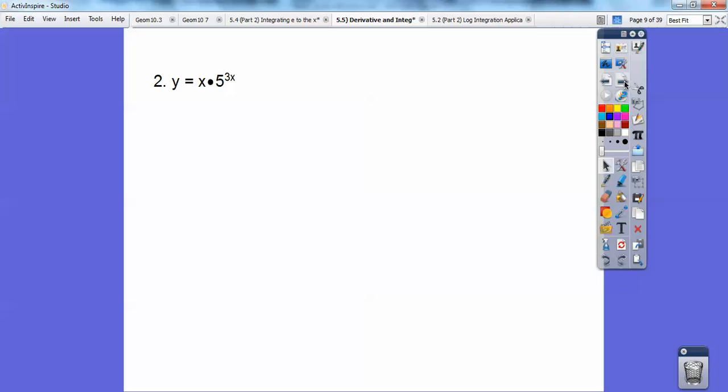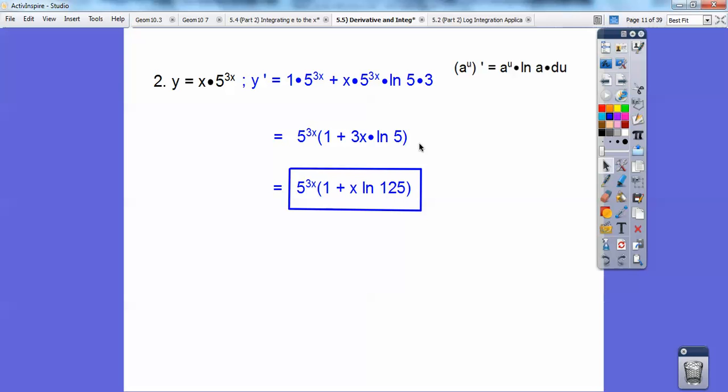Alrighty? All right, so this one here, I'm going to use the product rule. So the derivative of the first one times the second one plus the first one times the derivative of the second one. Remember, it's itself times the natural log of the base times the chain right there. Okay, let's clean it up. I'm going to GCF out a 5 to the 3x power out of both of these guys. So when I GCF out, I'm left with that. I put the 3 out here in front of this x right here, so that's where this is right here.